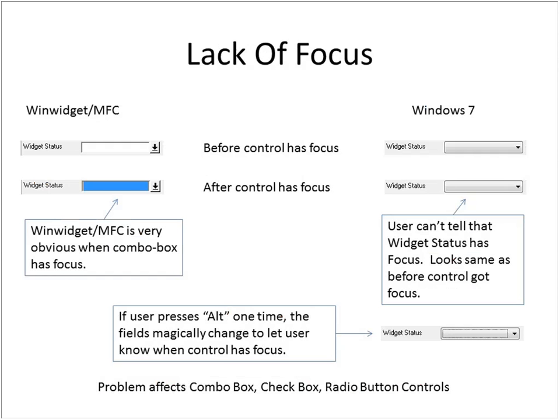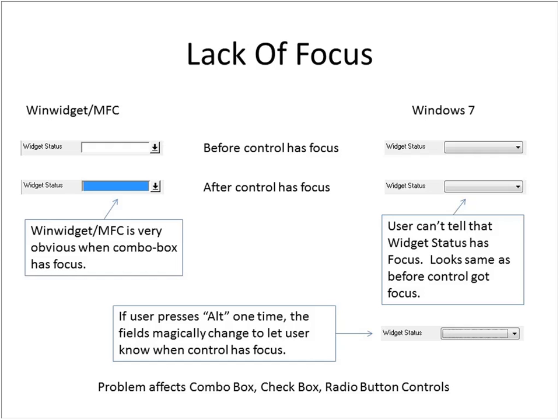Another issue that you'll need to work around when you use the Windows controls is the lack of focus indication. The issue is such that for combo boxes, check boxes, and radio button controls, when that control gains focus, it looks exactly like it did before the field gained focus. There's nothing that changes with regard to the appearance of the control when the control gains focus.